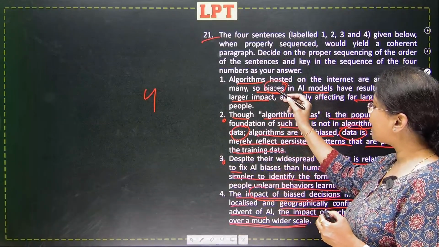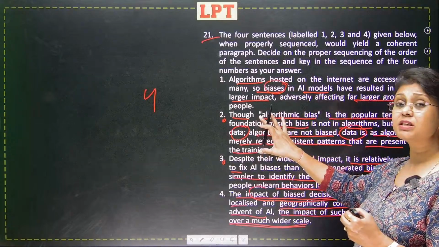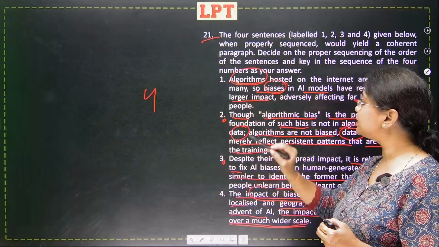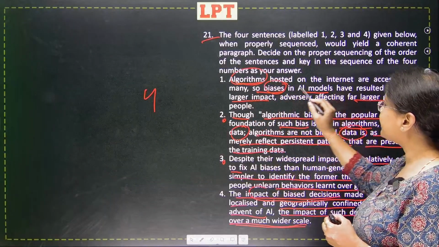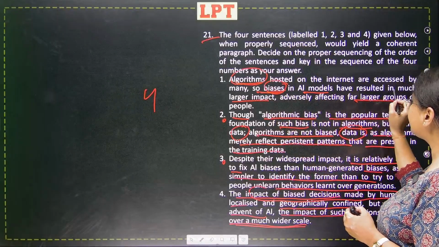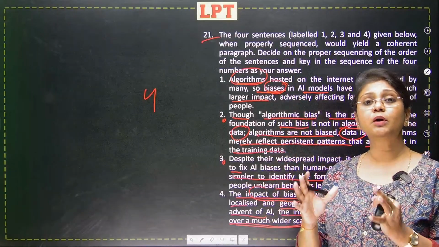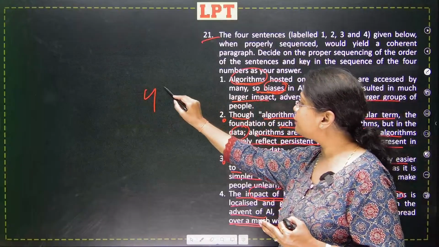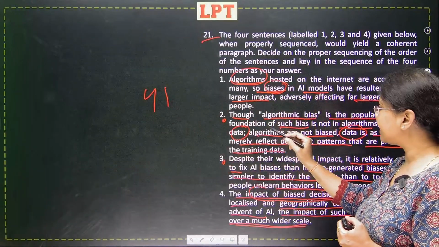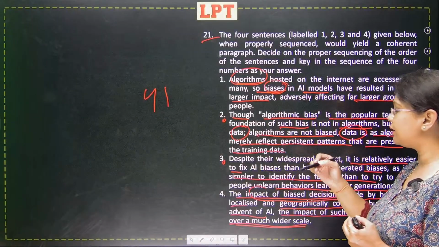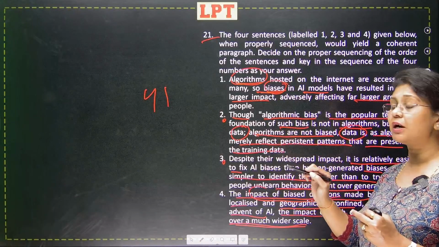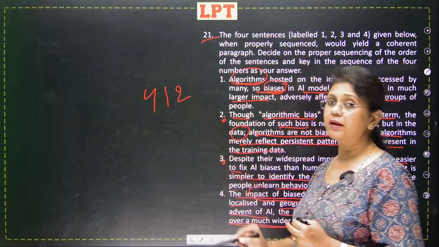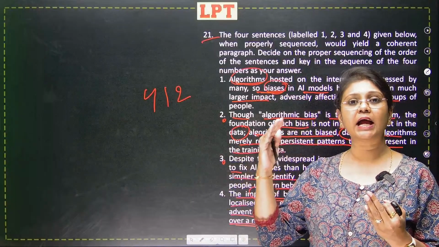Now if you look at this one, because this one talks about the solution to a problem, you have a problem being discussed here. Then you mention algorithms here. It says algorithms hosted on the internet are accessed by many, so biases in AI models have resulted in much larger impact. So you talked about the biases first, then you're talking about the impact of such biases. So you have one coming into the picture here, and when you look at the second one, it gives you a solution to that. It mentions that algorithms are not biased, it is the data which is biased. So 1 and 2 form a pair. So 4 is the ideal opening, and 1 and 2 form a pair.